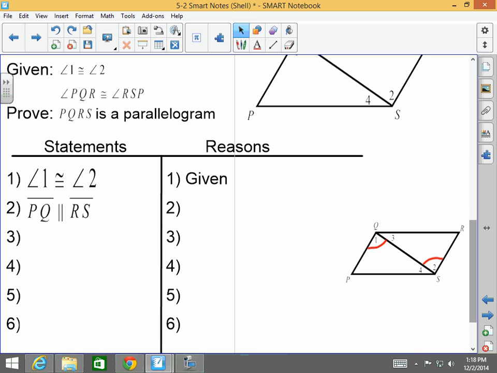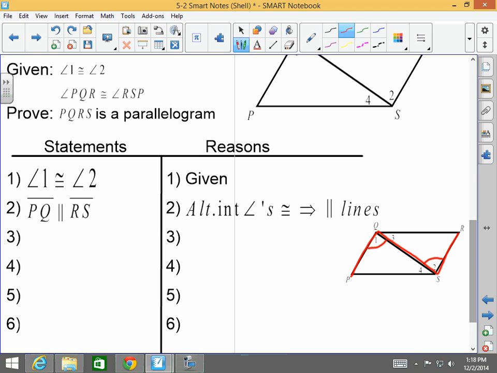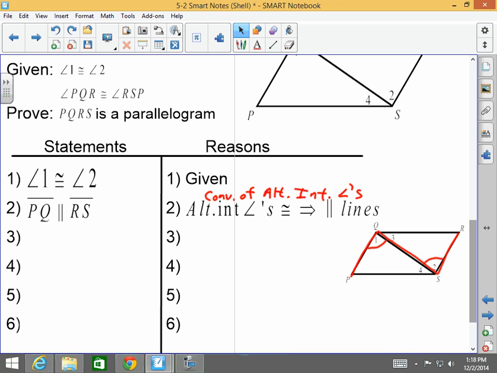Why? How? Very good. The converse of alternate interior angles. So you could write this two ways. You could say alt int angles congruent, then parallel lines, or I will accept converse of alt int angles. Whatever you want, okay? I will accept either or.